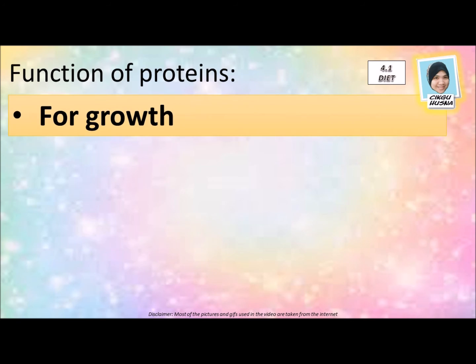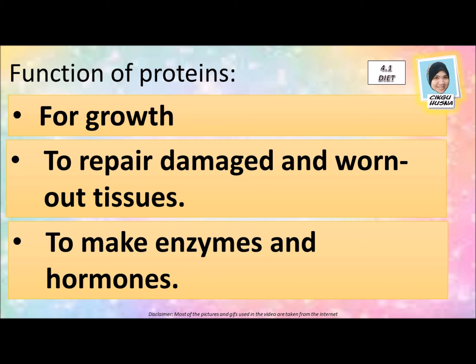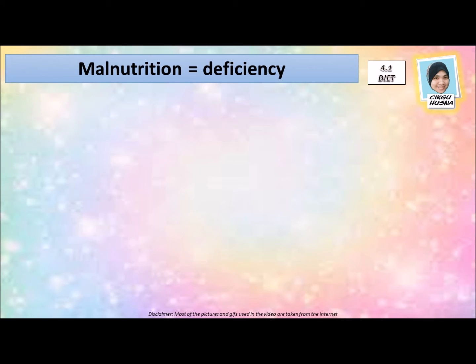Function of protein, its main function is for growth and also to repair damaged and worn out tissues. Protein is also used to make enzymes and hormones in our body. Malnutrition. Another word for malnutrition is deficiency.